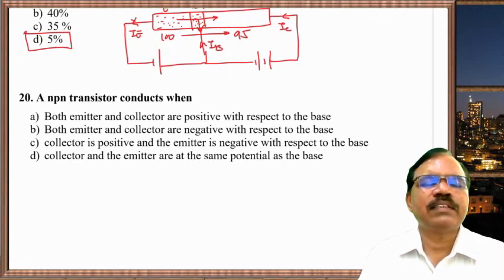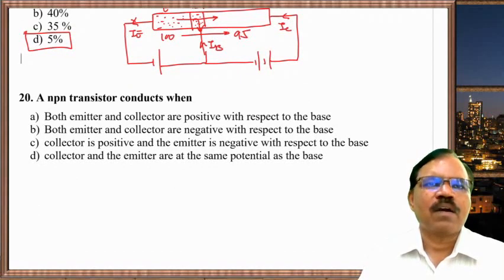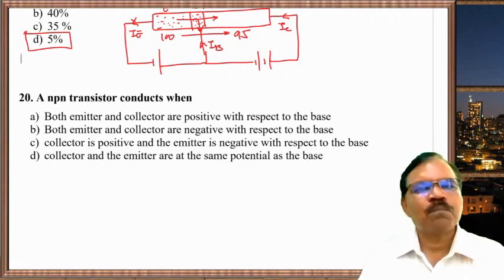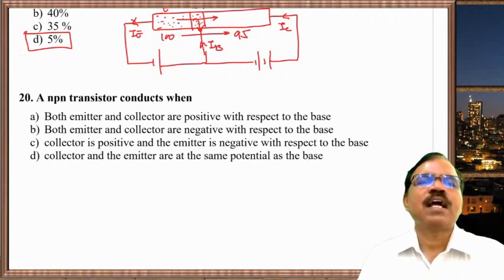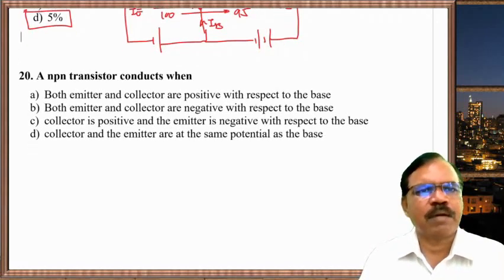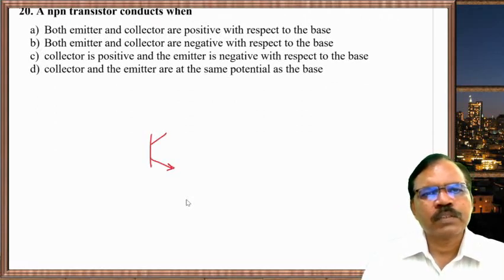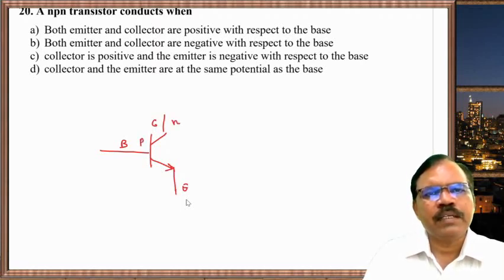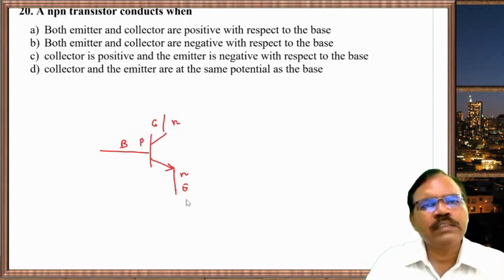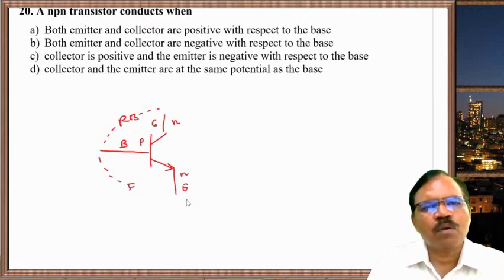An NPN transistor conducts when? An NPN transistor conducts when the base-emitter junction is forward biased and the base-collector junction is reverse biased. Suppose this is an NPN transistor, with collector, base, and emitter. This junction must be reverse biased, and this junction must be forward biased.